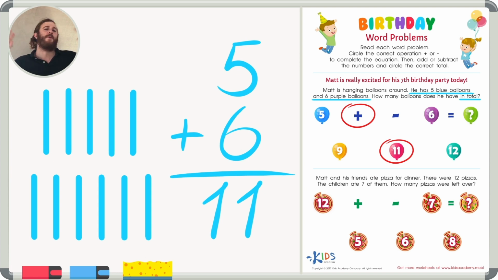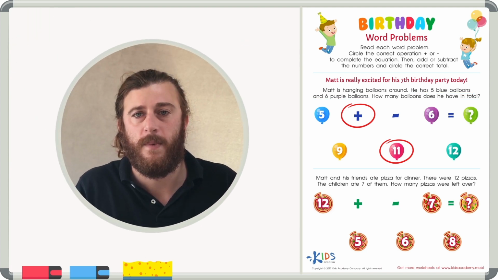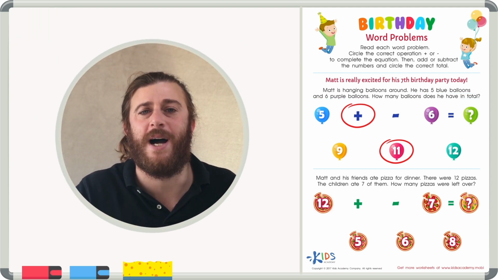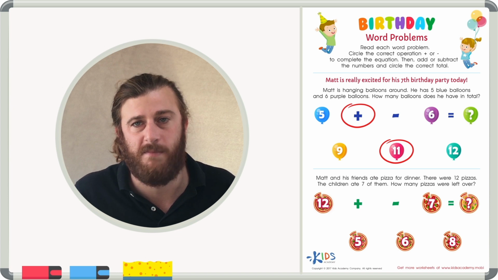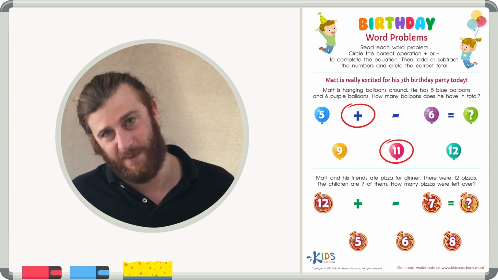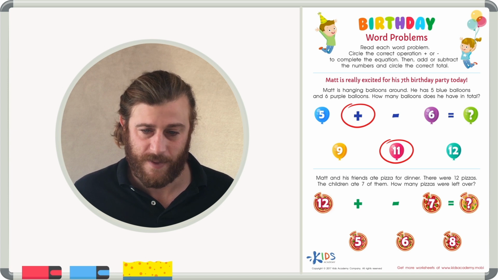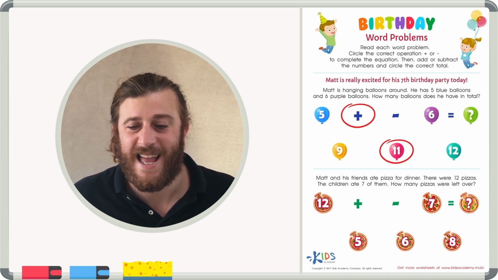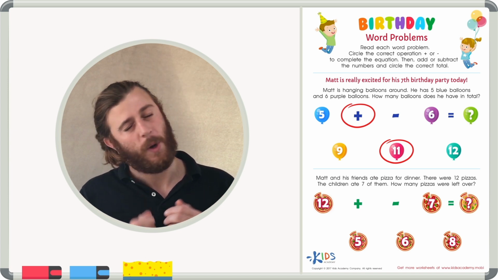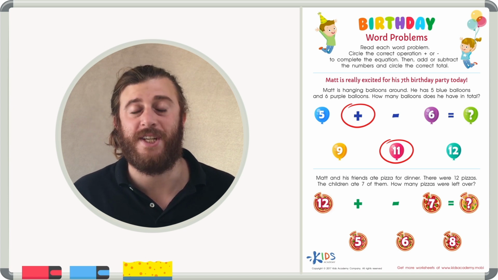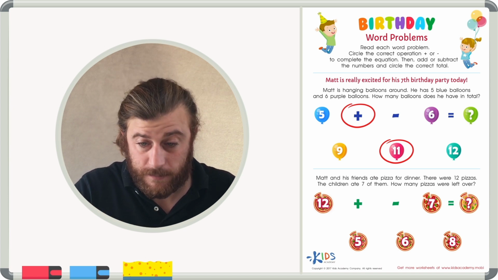At the very same birthday party, Matt and his friends ate pizza for dinner. There were 12 pizzas. The children ate 7 of them. How many pizzas were left over? Okay, good. We read the whole problem. But now let's back up and reread the problem and underline the important information. Of course, we'll draw the pizzas. Unfortunately, we can't eat the pizzas. Matt and his friends ate pizza for dinner. Sounds tasty, but not that important to our problem.